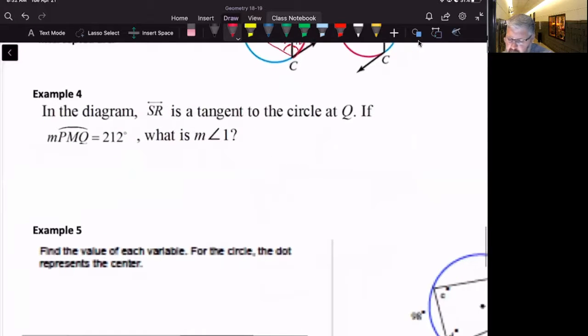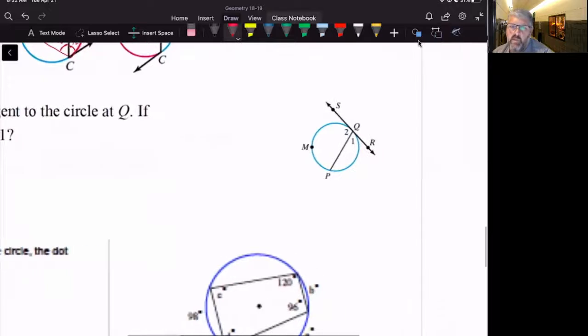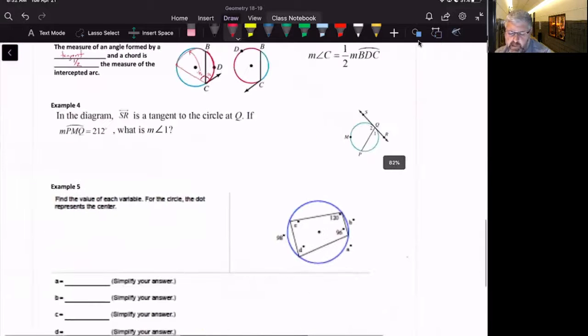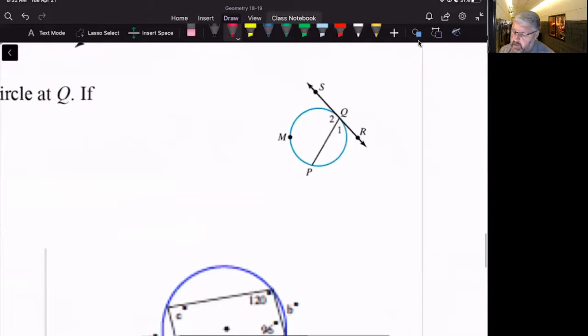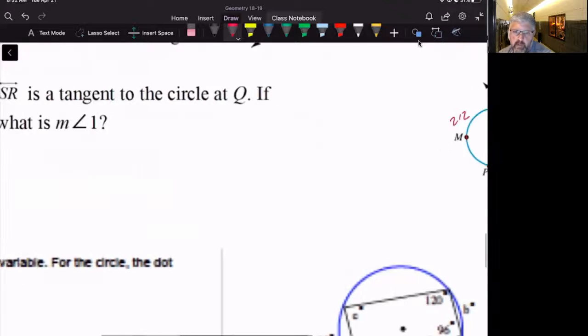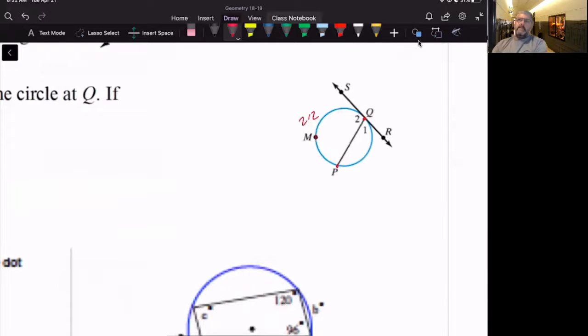All right, so SR is a tangent. PQ equals 212, PMQ equals 212. What is the measure of angle 1? It tells us PMQ is 212, so that's from P to M to Q, the long way since it's PMQ. So we're looking to find angle 1. There's two ways to go about handling that.